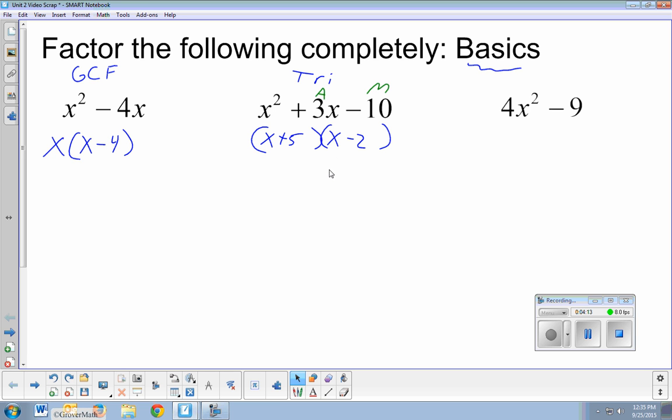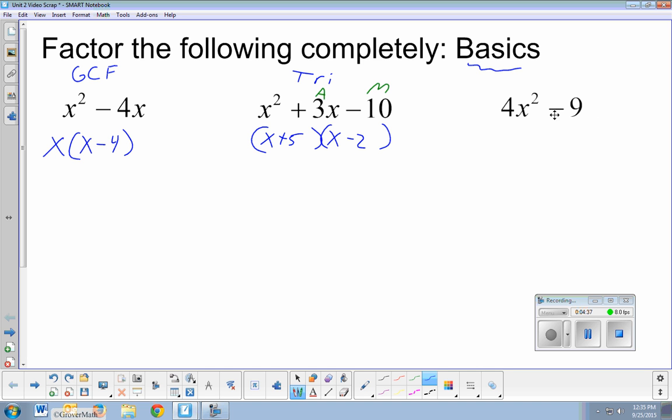And so you just have to be careful with it. You should be far enough in school at this point that you've worked with this a lot, but it's still very common to make human errors, little mistakes. So you just need to watch out for it. Our third example on this page is 4x squared minus 9. Again, I want to start by looking for GCF. Is there a GCF?